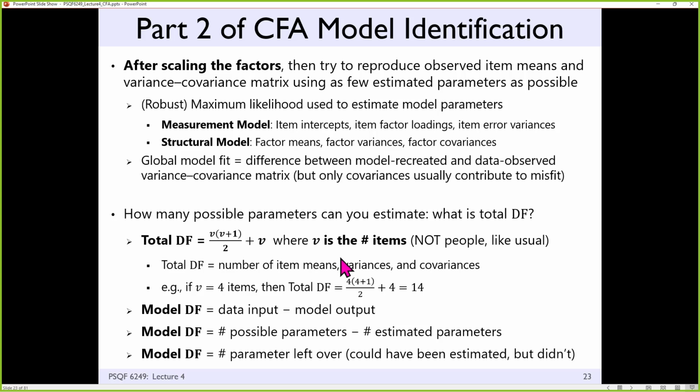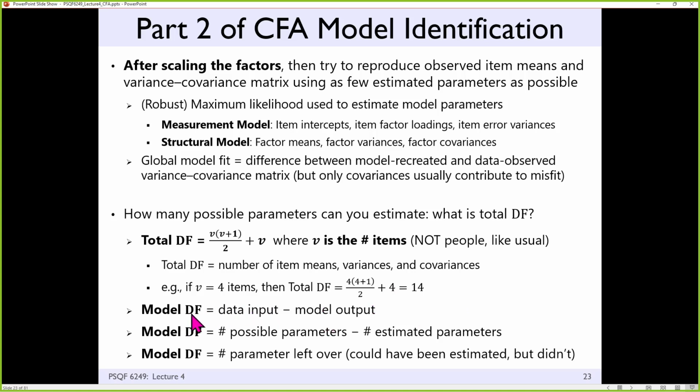Then we have to figure out, of that number of degrees of freedom, how many are we spending by estimating measurement and structural model parameters. So for instance, if I have 4 items, my total degrees of freedom are 14. I've got 4 means to recreate, 4 variances to recreate, and 6 possible covariances.